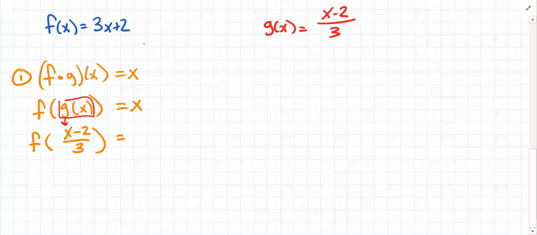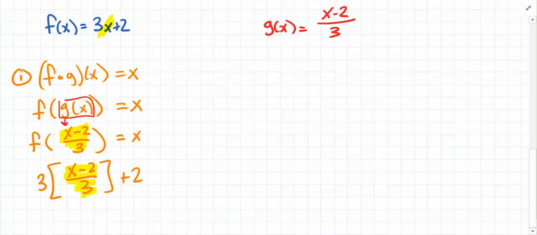Now, what do I do with that x minus 2 over 3? Plug it into f, right? So this is going to give me 3 times the quantity x minus 2 over 3, and then I want to add 2. So does everybody realize that I just took this information and I plugged it in right there for the x? And that gave me this piece down here. Everybody see that? Okay, cool.